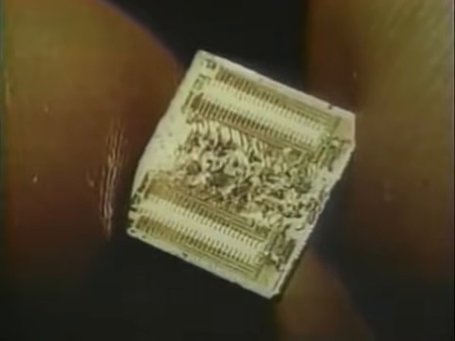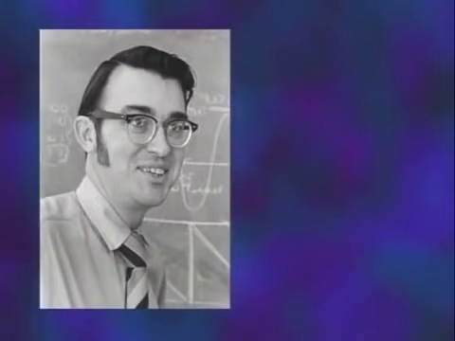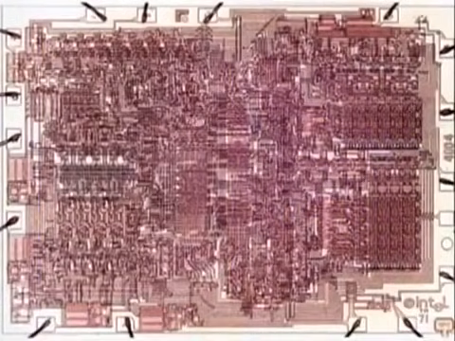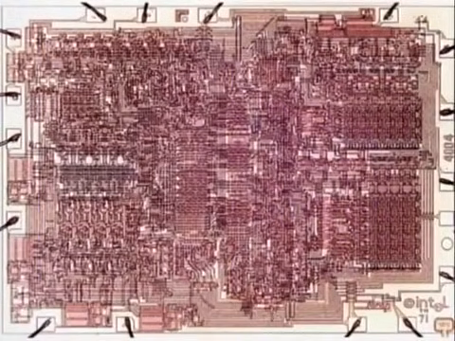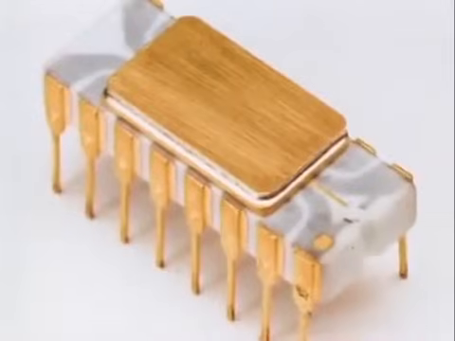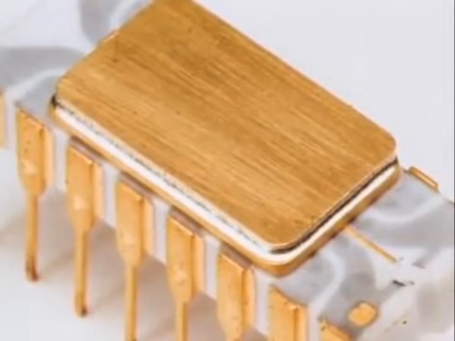As integrated circuits became smaller, it was realized that an entire computer could be placed on a chip. In 1971, Ted Hoff of Intel Corporation produced the first commercially available microprocessor, the Intel 4004. It contained approximately 2,500 transistors, and it sparked the personal computer age.